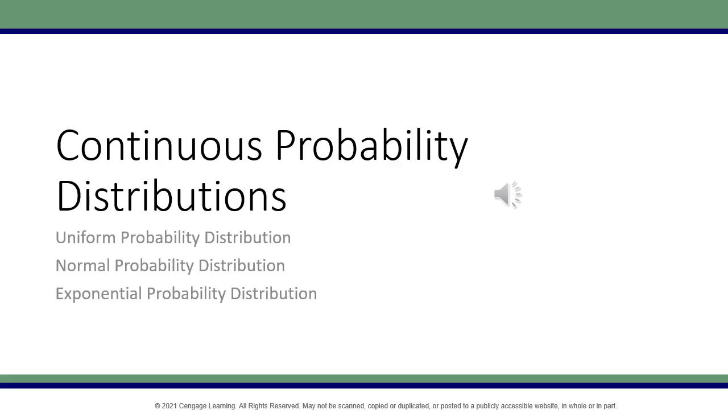Welcome back, everyone. In this section, we'll be exploring continuous probability distributions. Specifically, we'll cover three important distributions: the uniform probability distribution, the normal probability distribution, and the exponential probability distribution. These distributions are crucial tools for modeling a wide range of business phenomena.